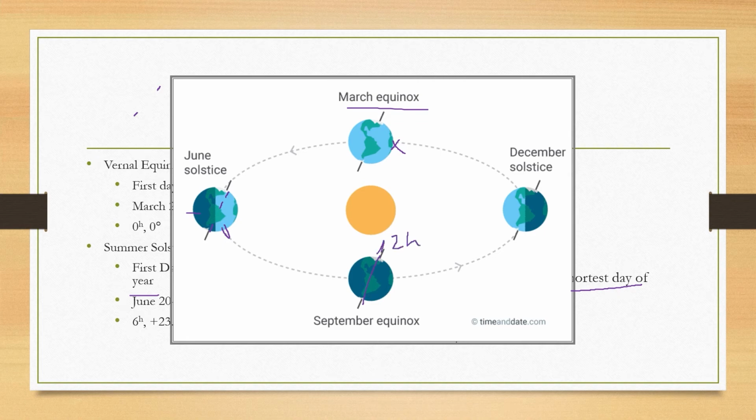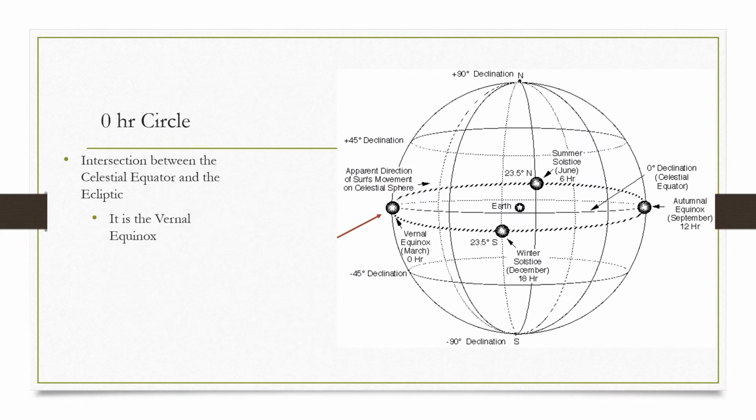And December, we're touching again down here. What is this 0-hour circle? It is the intersection between the celestial equator and the ecliptic. It is the vernal equinox. Autumnal equinox, 12-hour. Vernal equinox, 0-hour. Winter solstice, 18-hour. Summer solstice, 6-hour.